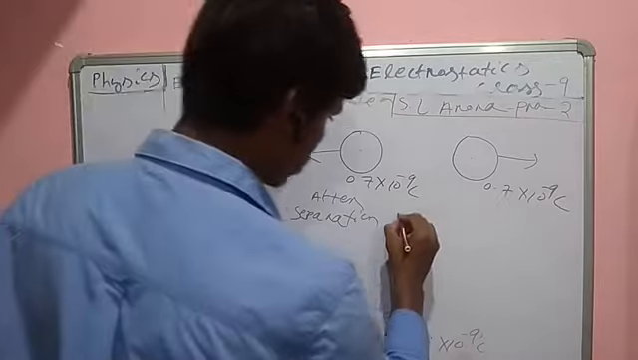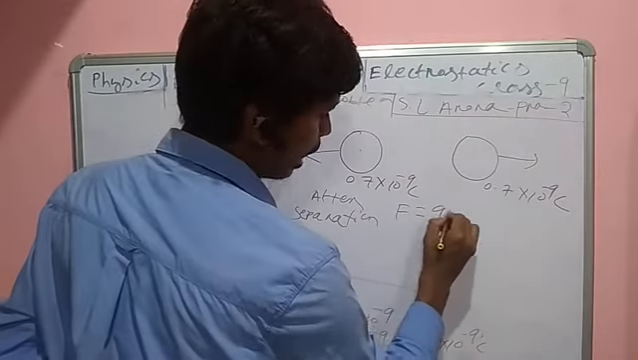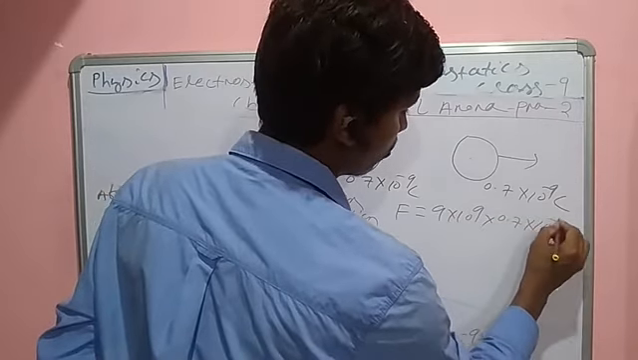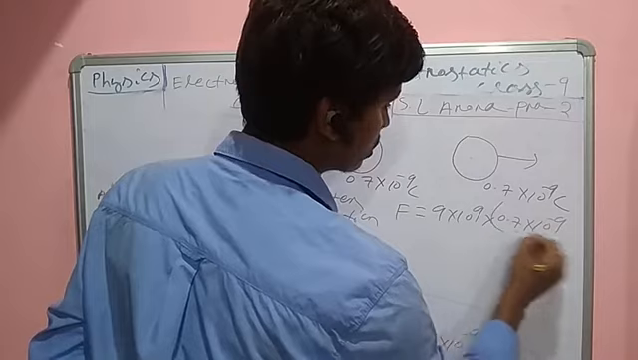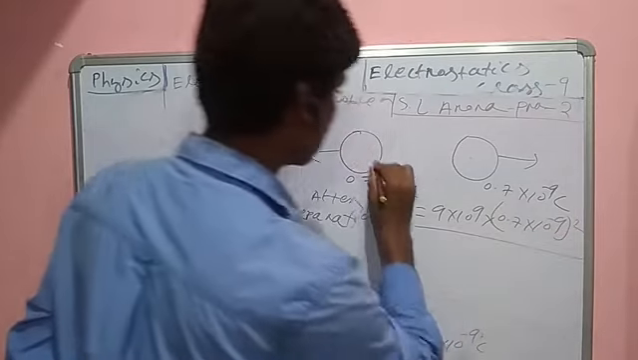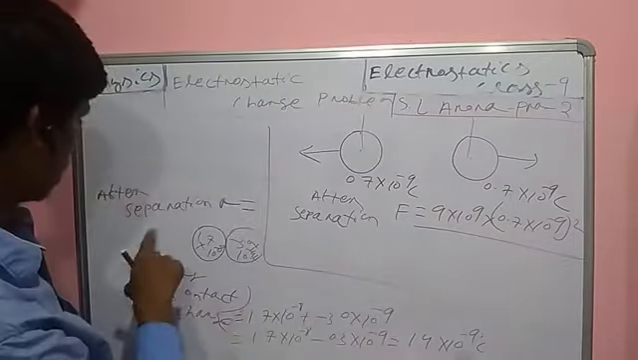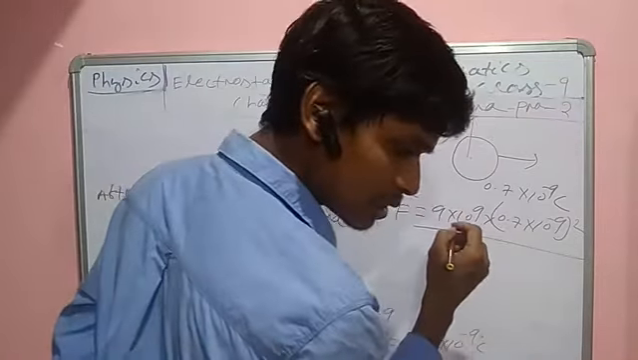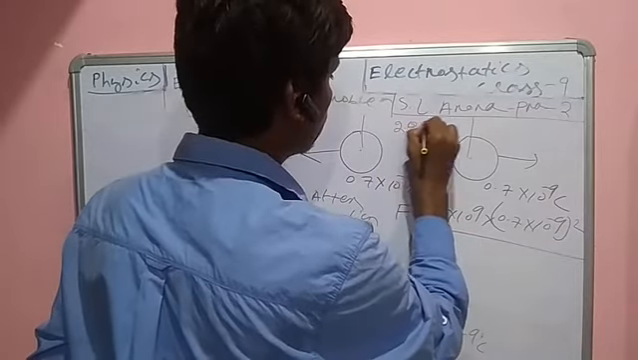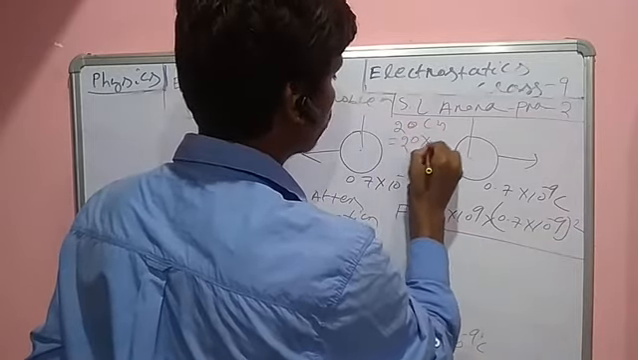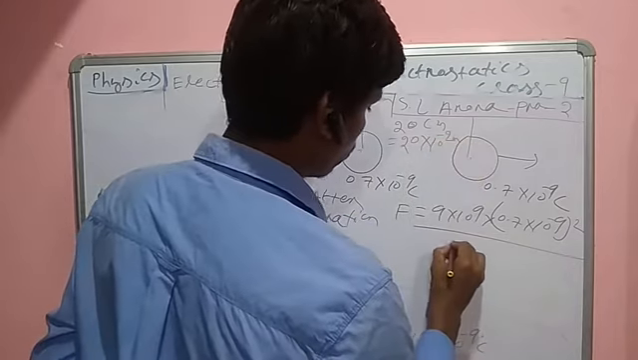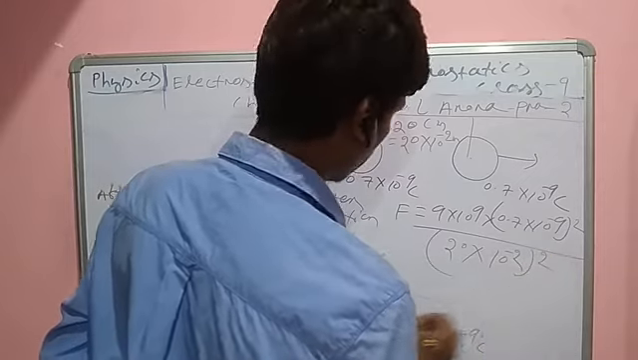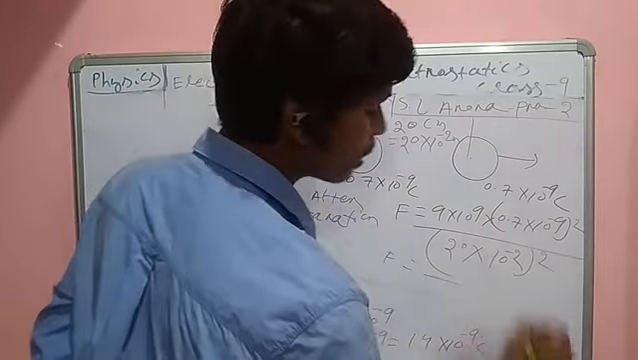This repulsive force is F is equal to 9 into 10 to the power 9 into (0.7 into 10 to the power minus 19) square divided by distance square. Distance is 20 cm. Given distance is 20 cm, which is equal to 20 into 10 to the power minus 2 meter. So (20 into 10 to the power minus 2) square. So you can find out.